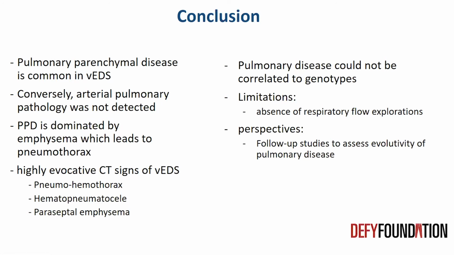There are highly evocative signs of vascular EDS that can be considered by radiologists, notably the presence of pneumothorax or hemopneumothorax, the association of both, the presence of a hemopneumocele, that's probably the French spelling, or the presence of paraseptal emphysema. All the more if the scan has been made in the context of an arterial accident in a young adult. We could not find any correlations between genotypes and pulmonary disease, possibly because of a too small sample size.